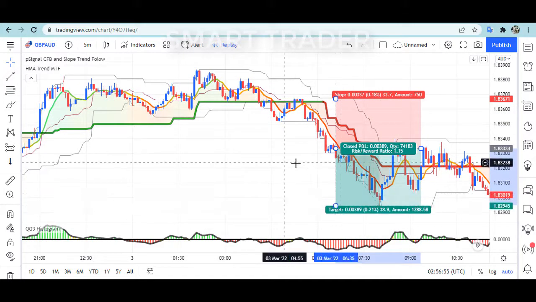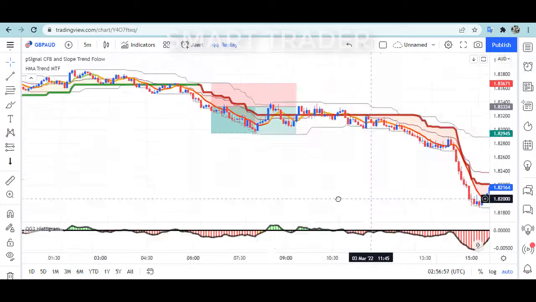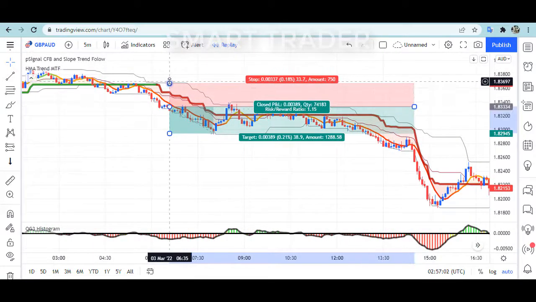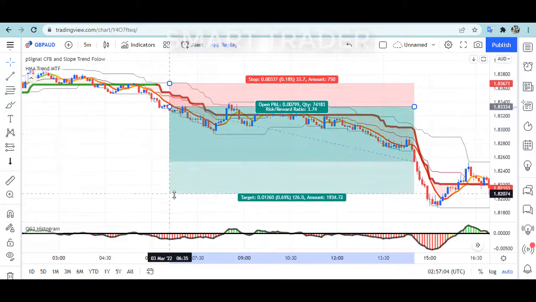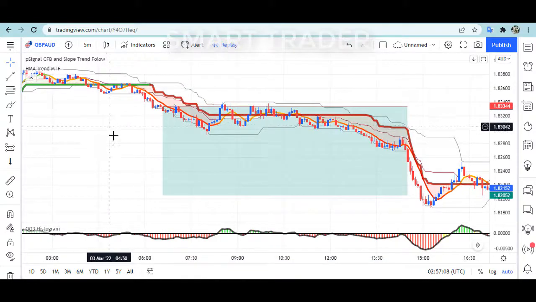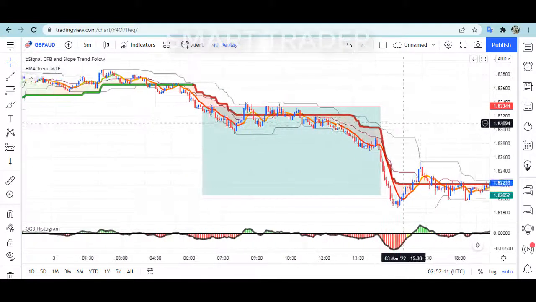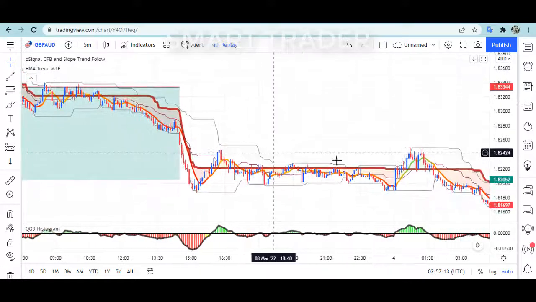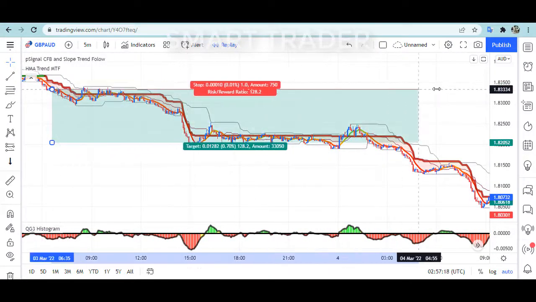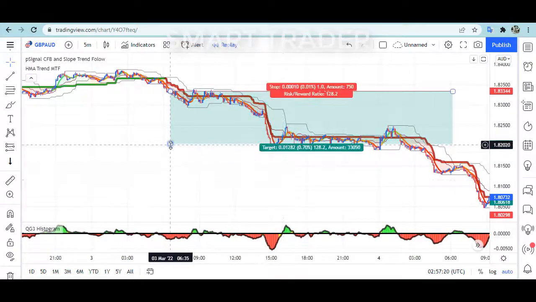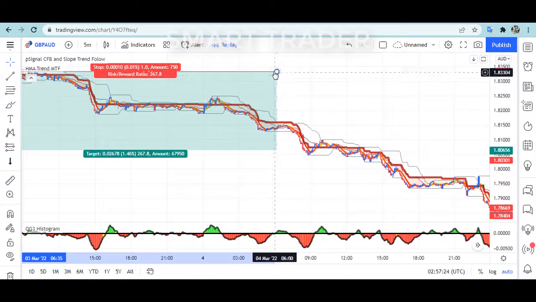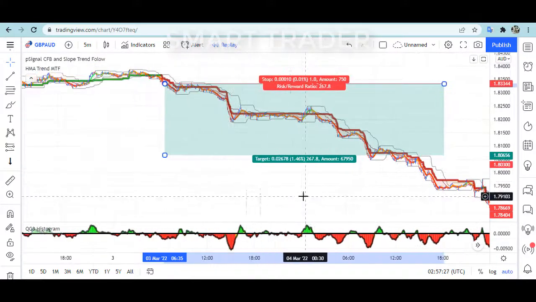Whenever the price moves risk and reward 1-to-1, we can move the stop loss to break even and hold for a long time until the slope trend turns from red to green, and we close the trade. Okay, this is the 5-minute swing trade strategy I want to share with you. Very simple and very effective, as you can see here.